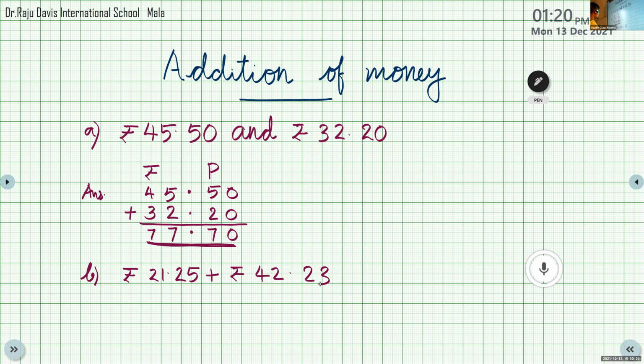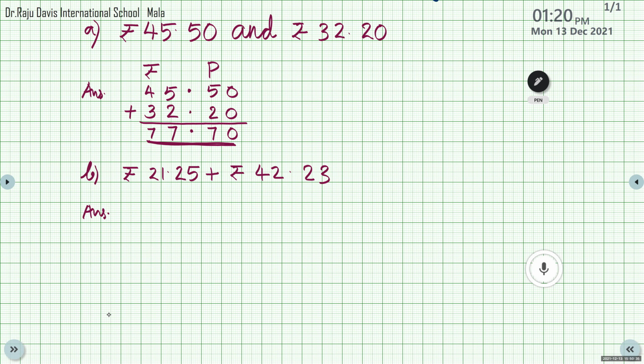Okay. Now let's see the answer. We write the rupees symbol, leave 2 boxes, then you can write P. P for paise. P-A-I-S-A, paisa, is singular. P-A-I-S-E, paise, is plural. Now here the first one, 21.25. The second one, 42.23 paise.